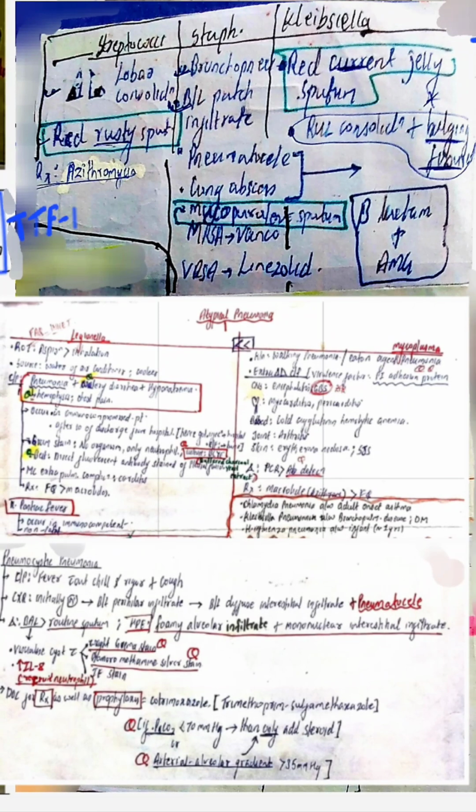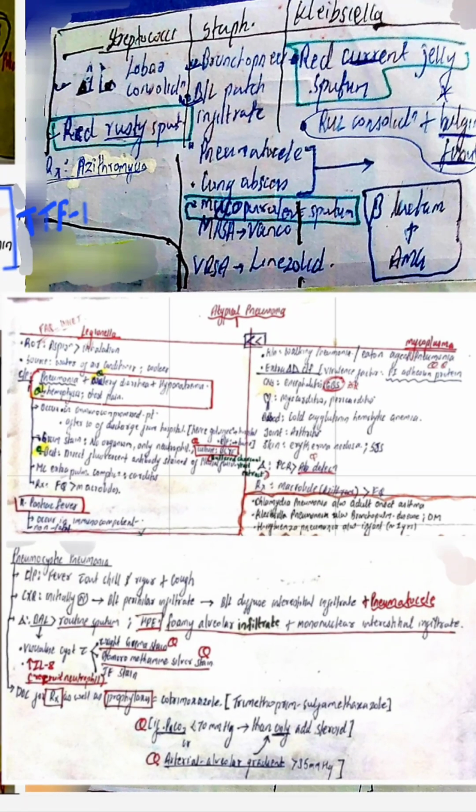Let's talk about Pneumocystis pneumonia. Basically, the patient will have fever but without chills and rigors. Chest X-ray will be initially normal. After that, perihilar infiltrates. After perihilar, there will be diffuse interstitial infiltrates, and later on there will be pneumatocele, like Staph and Klebsiella.